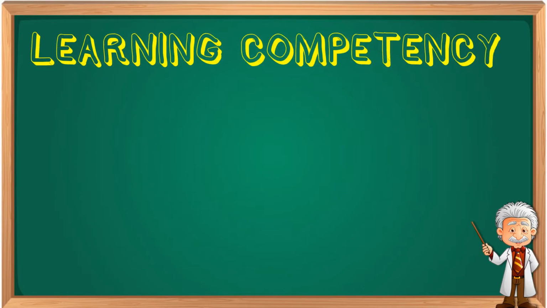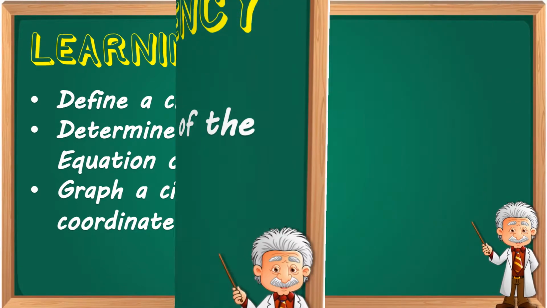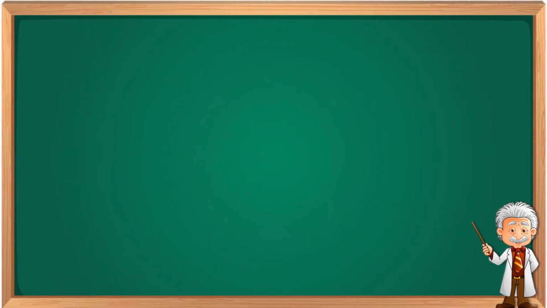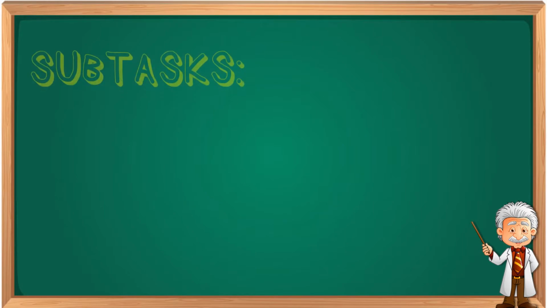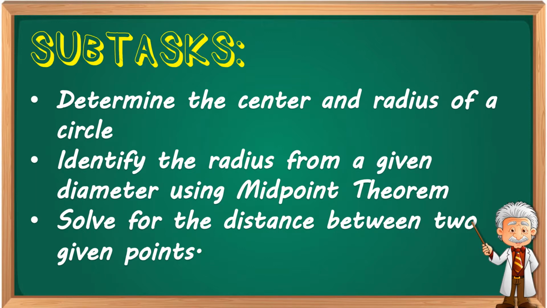For our learning competency, we have: define a circle, determine the standard form of the equation of a circle, and graph a circle in a rectangular coordinate system. For our subtasks, we have: determine the center and radius of the circle, identify the radius from a given diameter using the Midpoint Theorem, and solve for the distance between two given points.